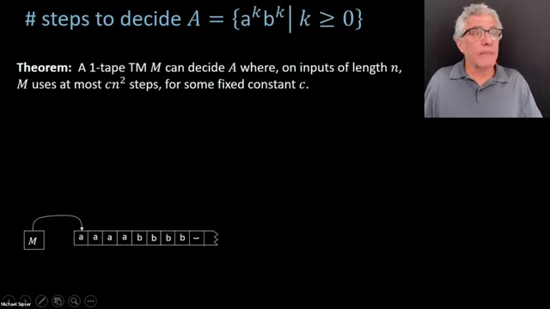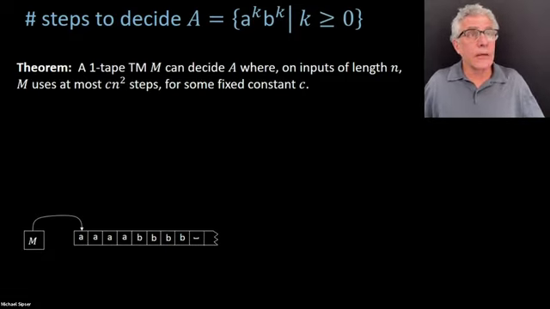So let's begin by looking at this in more detail, taking as our starting point the theorem that says that on a one-tape Turing machine, M, which is deciding this language A, A to the K, B to the K, you can do this in at most some constant times n squared steps for any input of length n, where the constant is fixed independent of n.